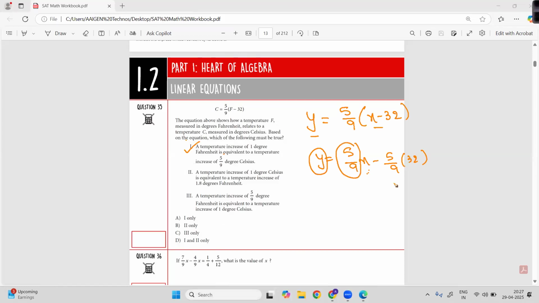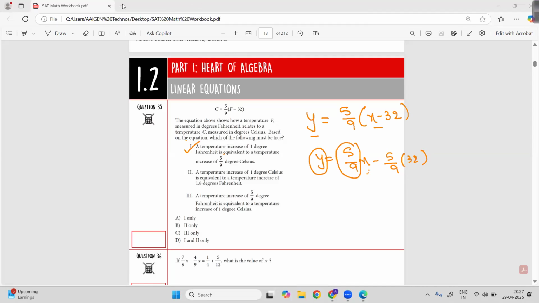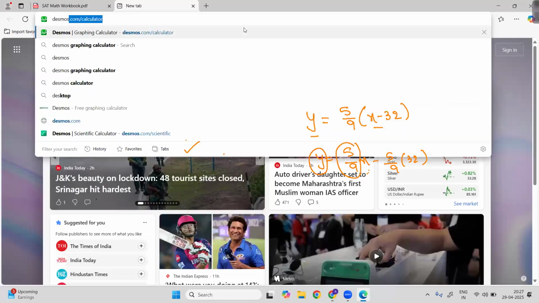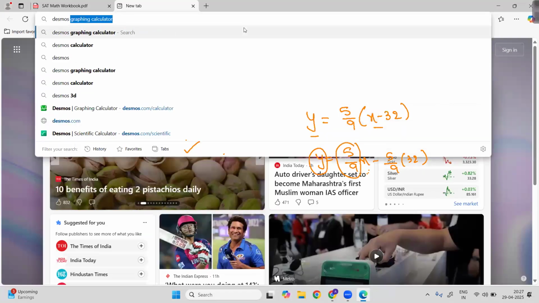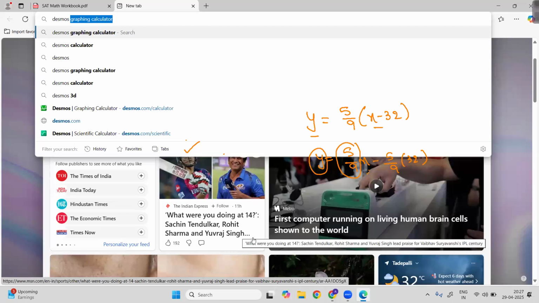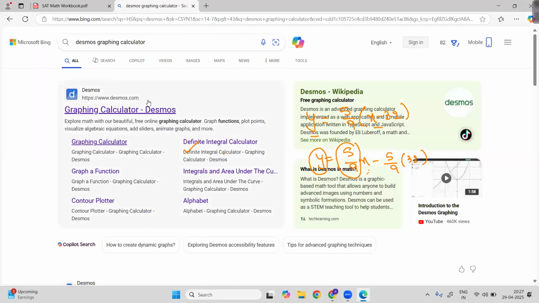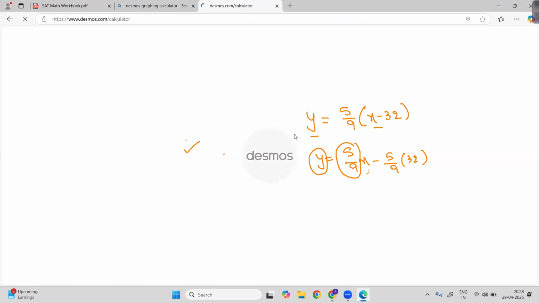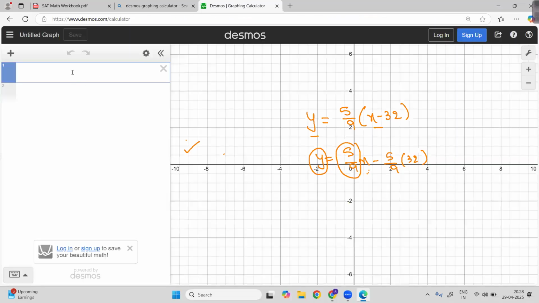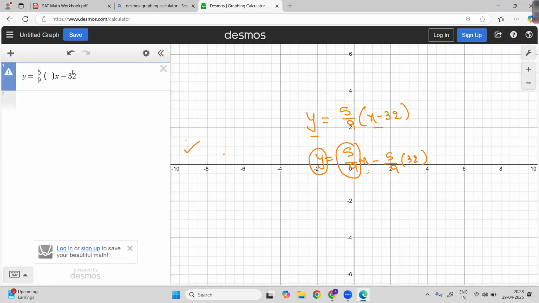Sir, I'm not so smart, I cannot identify. Then you have your best friend, the Desmos calculator. Open your Desmos calculator. Y is equal to 5/9 times x minus 32.